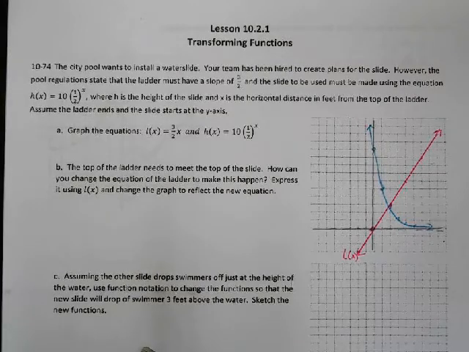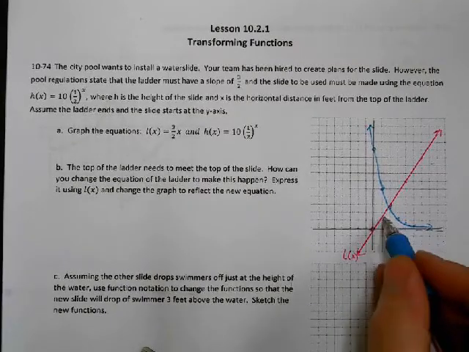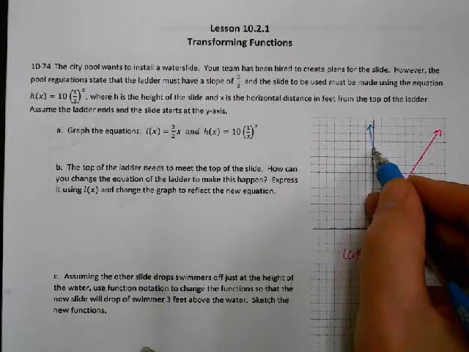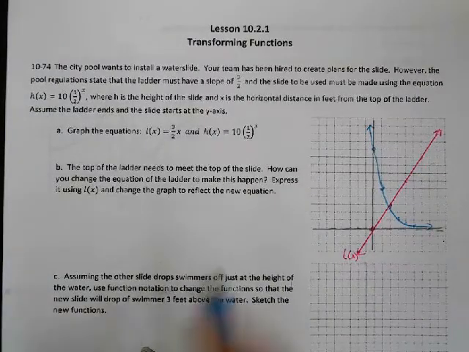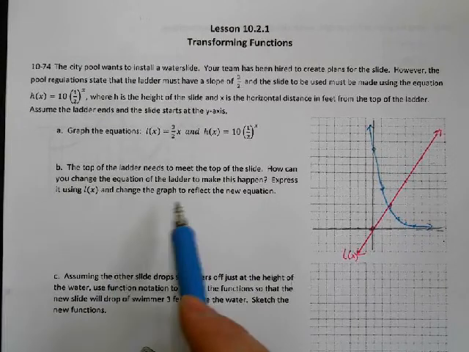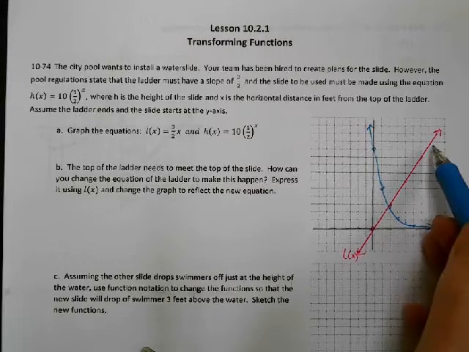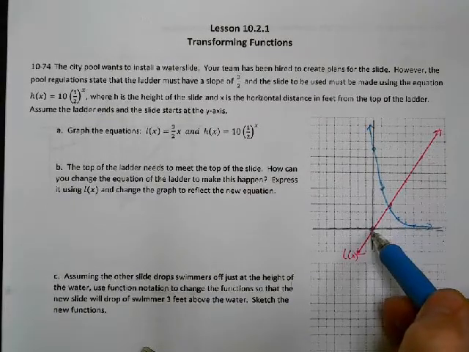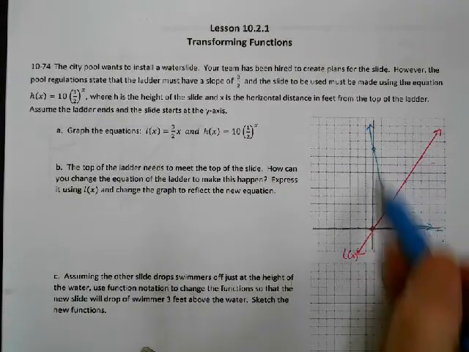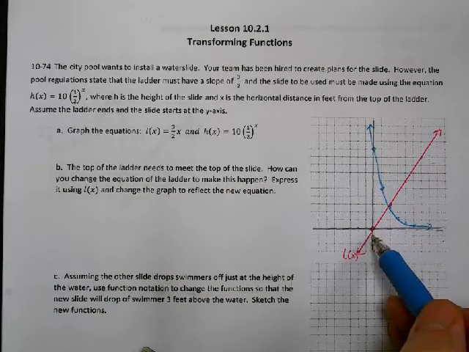Now, there's a little bit of a problem here. The stairs don't take us to the top of the slide. So the top of the ladder needs to meet the top of the slide. How can we change the equation of the ladder to make this happen? Well, this equation needs to have the y-intercept way up here instead of way down here where we have it.